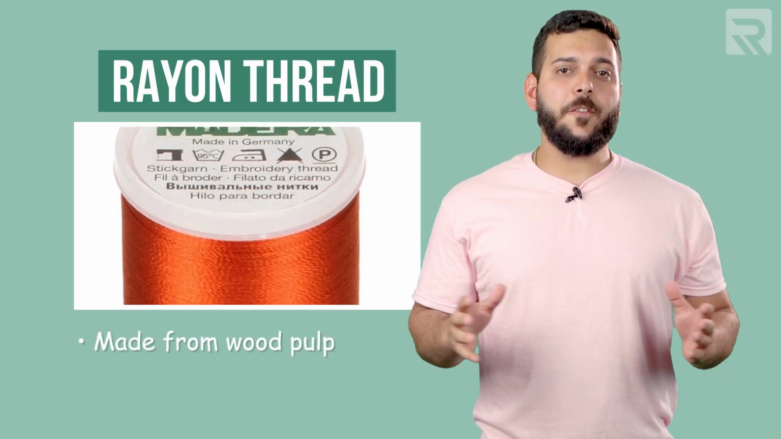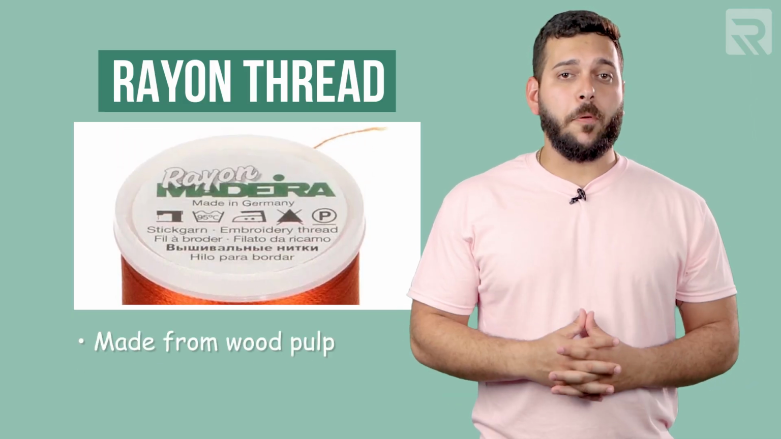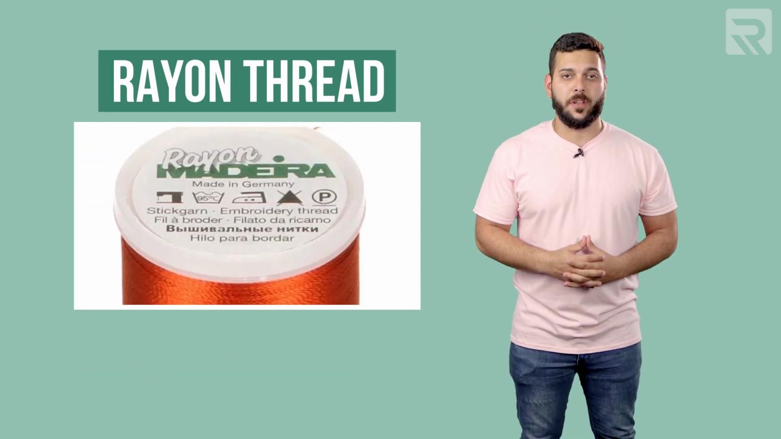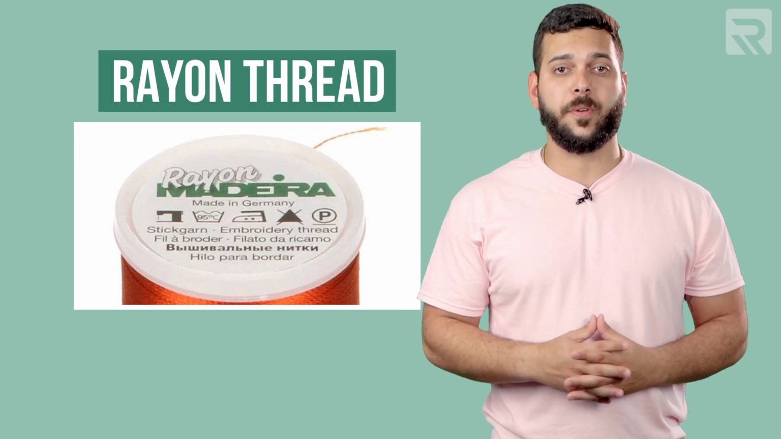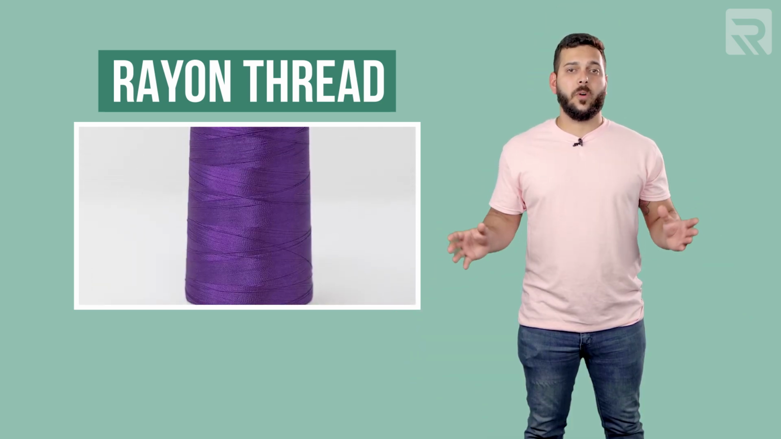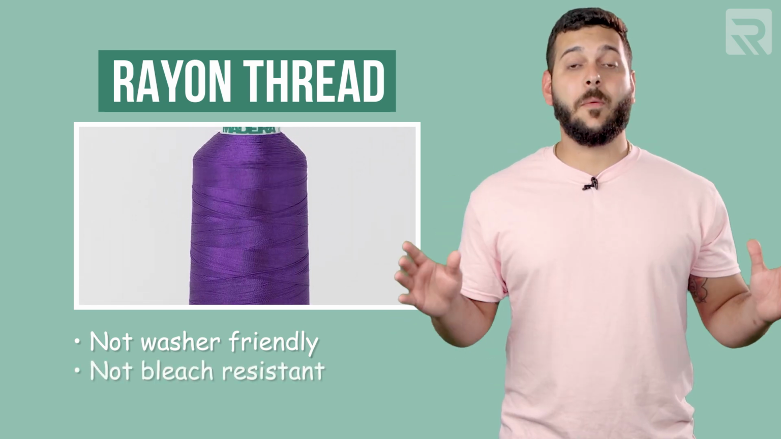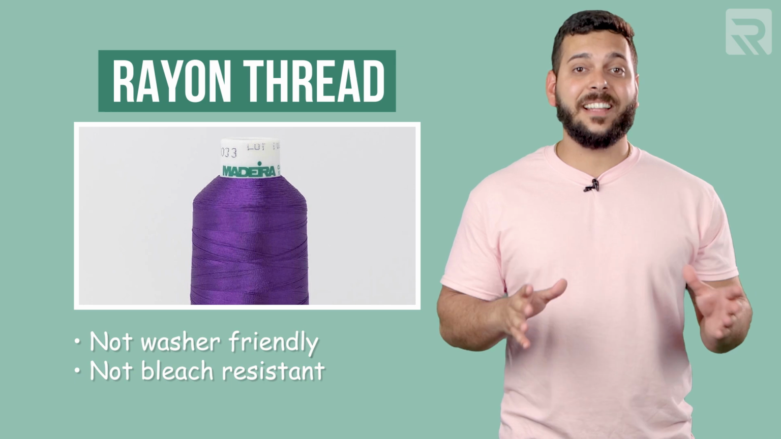Rayon thread is made from wood pulp and the final product is very soft against the skin, making it the perfect choice for clothing. But it's not a good thread for high-speed embroidery. Generally, rayon is not very durable and does not stand up well to frequent washing and bleaching. This is why it's not recommended for high-speed and high-tension embroidery.